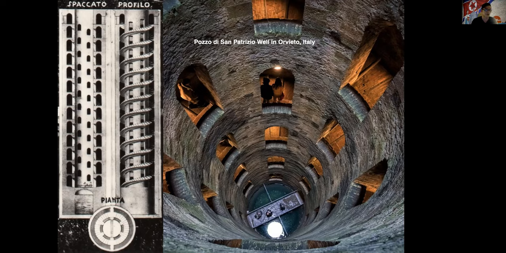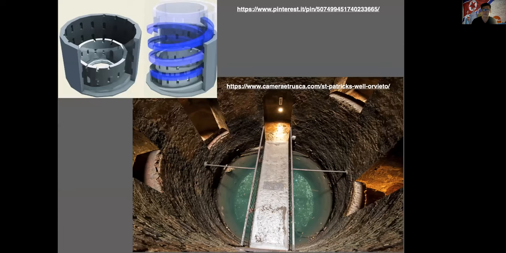At the very bottom of this picture, you see a very bright circle at the bottom of the well where the water is. It's a reflection of the opening at the top of this well, open to the sky. This well is 175 feet deep, with a base diameter of 43 feet. So it's quite a large structure.